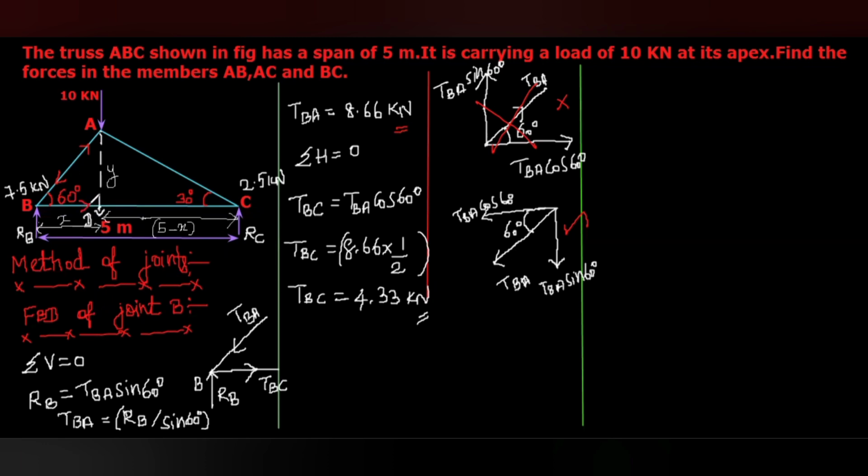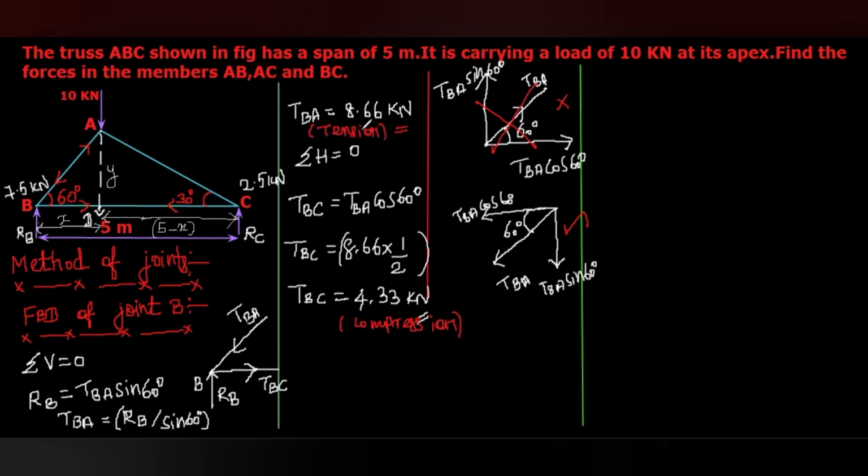Okay. So here, this force in the member BC is acting towards right side, or outwards from the point B. In the same way, it will act outwards from point C also. So here you can see this force in the member BC will be compression in nature. Here, this will be tension in nature.